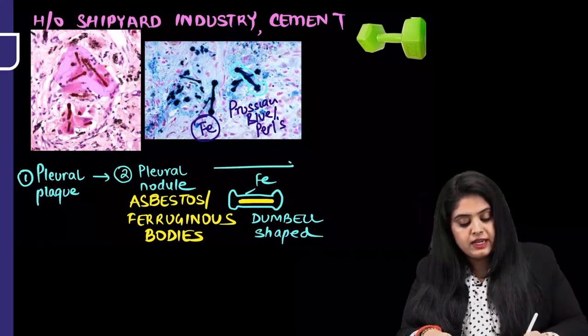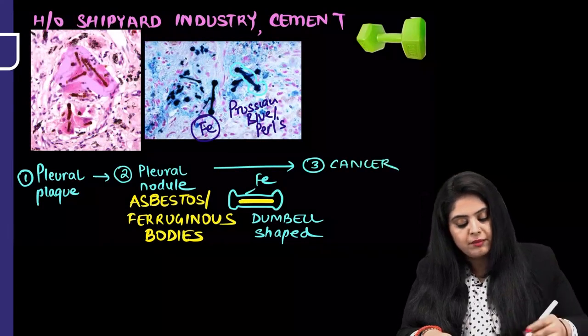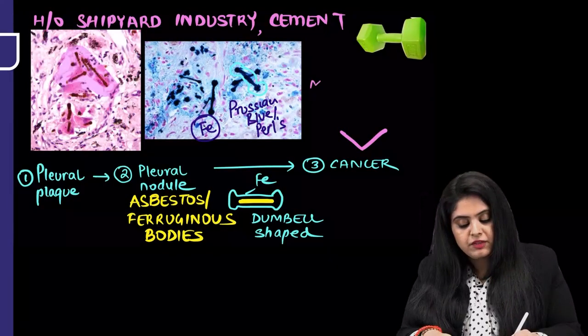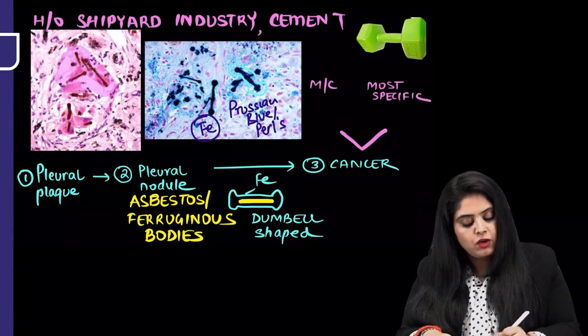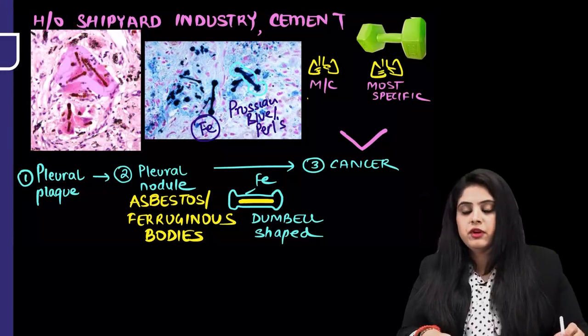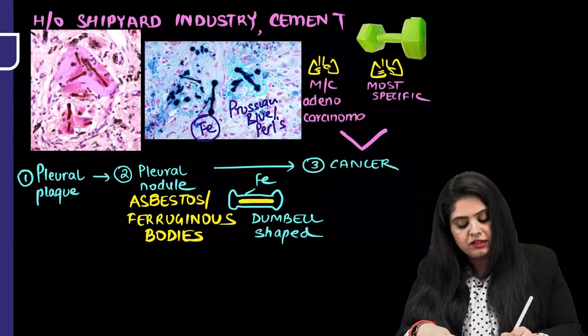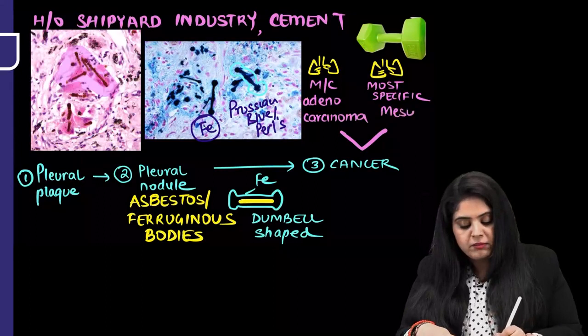And finally, in the end, the patient lands up with cancers. Now the question that comes in the exam is: what are the two cancers that you see in asbestosis? Which is the most common cancer and which is the most specific cancer? Both are of the lungs. Please remember, the common one is going to be adenocarcinoma of the lung. Very easy to learn, na? Common is carcinoma and specific is going to be mesothelioma.